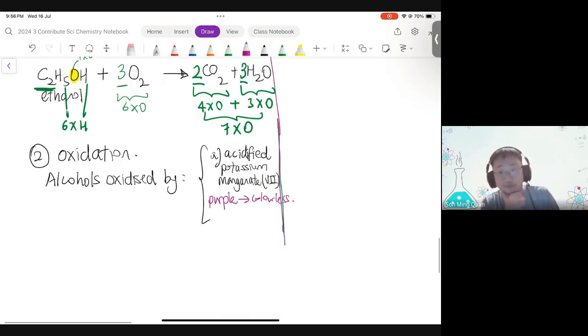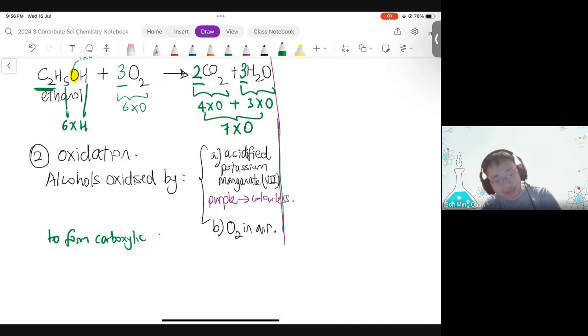This color change is very important because it means that I can test for alcohols by simply adding acidified potassium manganate 7, because alcohols will decolorize potassium manganate 7 from purple to colorless. Other than potassium manganate 7, I could use oxygen in the air. Oxygen in the air also helps to oxidize alcohols. They are oxidized to form carboxylic acids. So the alcohols become carboxylic acids as the alcohols are oxidized.